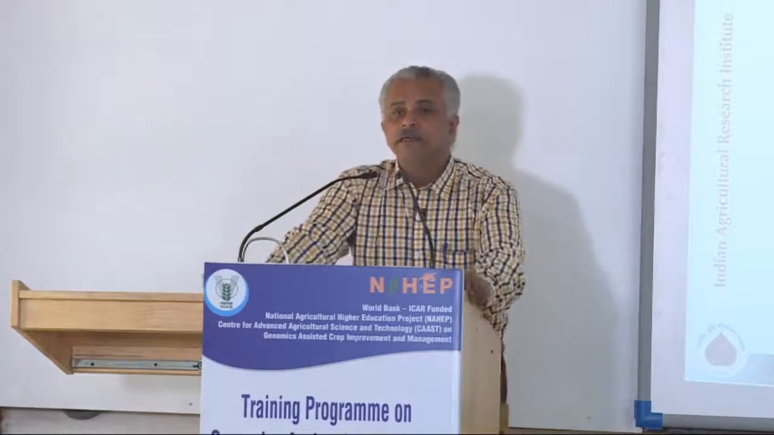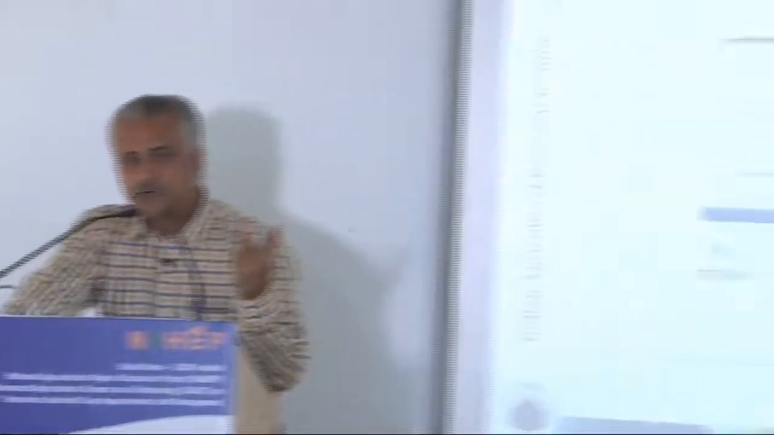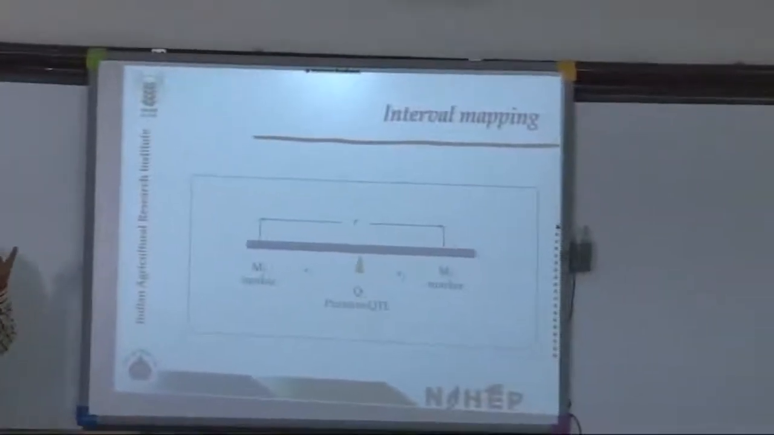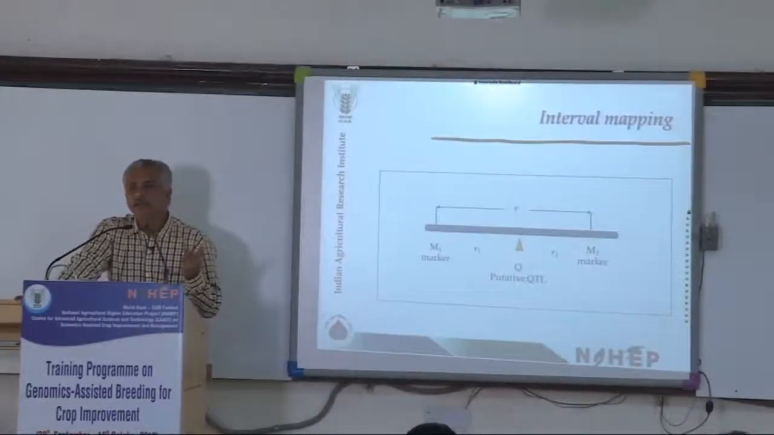But as I said, as you learned yesterday, the single marker analysis is a rough estimate, and in many cases it can be overestimated. We will come to that. And the next method is interval mapping. We know that when you have two markers, 2 is better than 1, right? 2 is always better than 1. And if they are flanking, fantastic. So, that is the basic principle of interval mapping.